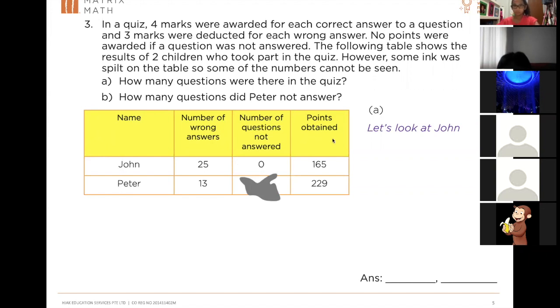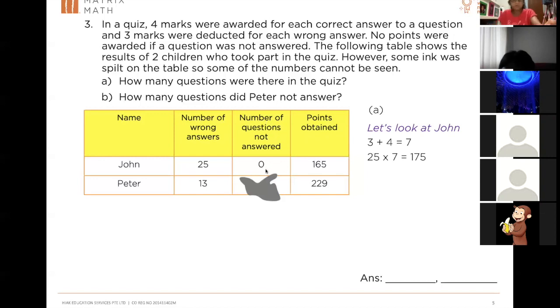For every question that is answered wrongly, John will lose 4 marks, plus he will get 3 marks deducted from his total score. So altogether, he will lose 7 marks for every question he answered wrongly. That one understand, right? 4 marks, he will lose because he doesn't get the 4 marks since he's wrong. 3 marks is a penalty. So altogether, he lost 7 marks. So if John had answered 25 questions wrongly, then in total, he lost 175 marks.